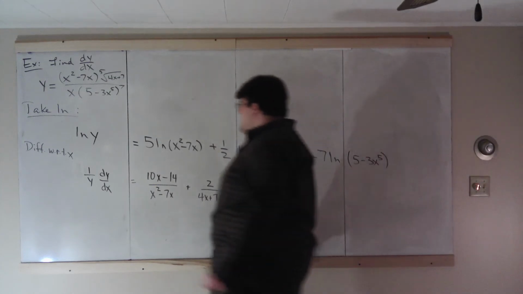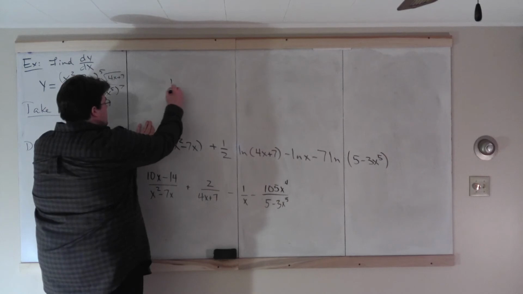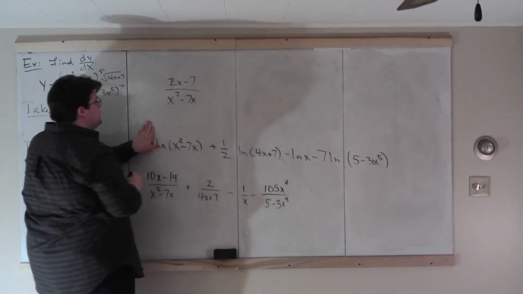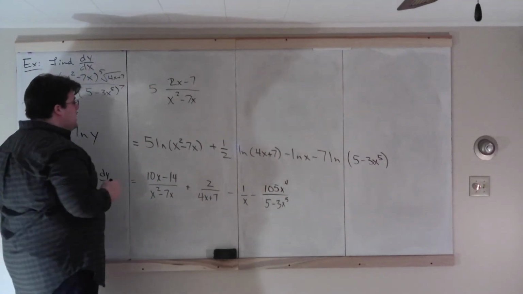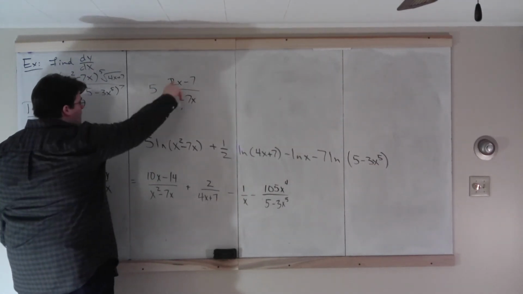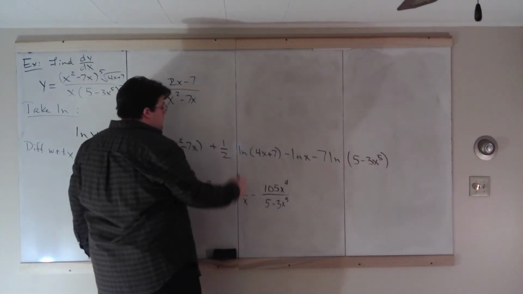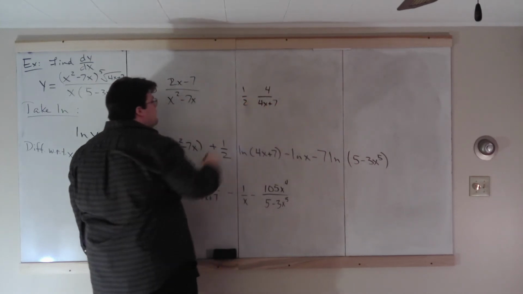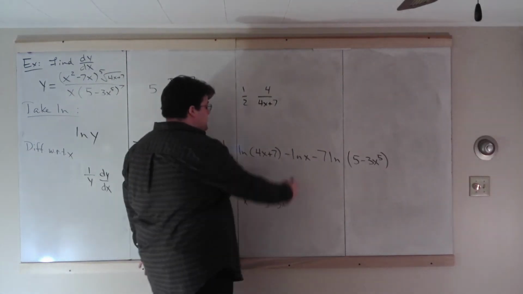So how does that work here? Well, for the first one, ignore the 5. What do you get? You get 2x minus 7 over x squared minus 7x. But then you need a 5 on that. Distribute the 5 through the top, you get 10x minus 14 over the bottom. And similarly for these other ones. What do you get here? You get 4 over 4x plus 7 times a half. The half and the 4 make that 2. Over here, you just get negative 1 over x.